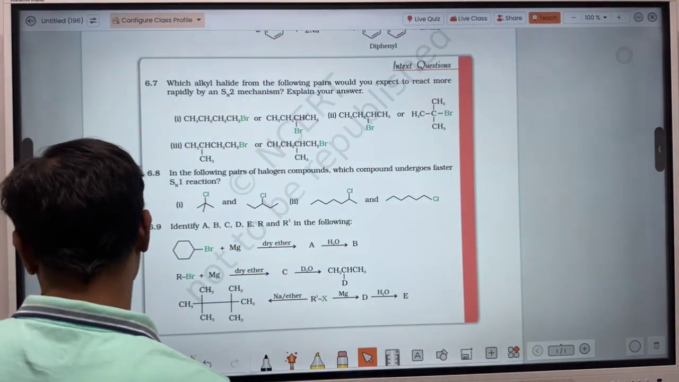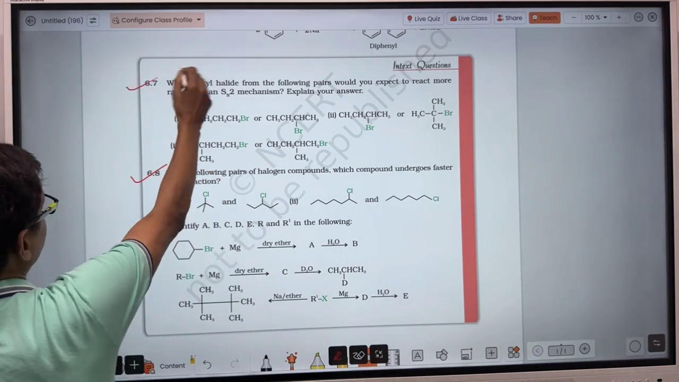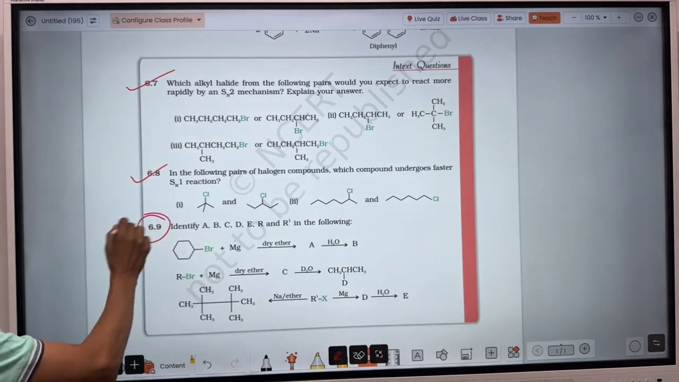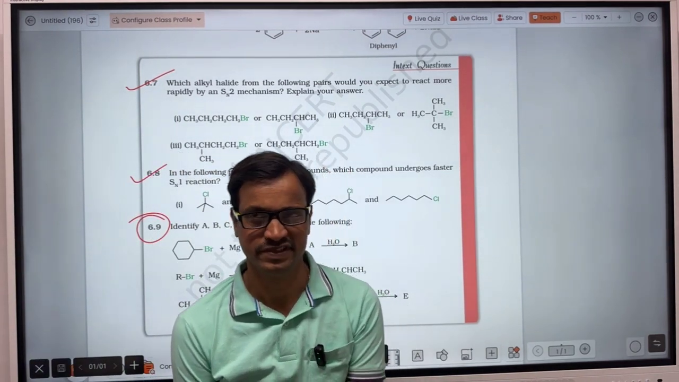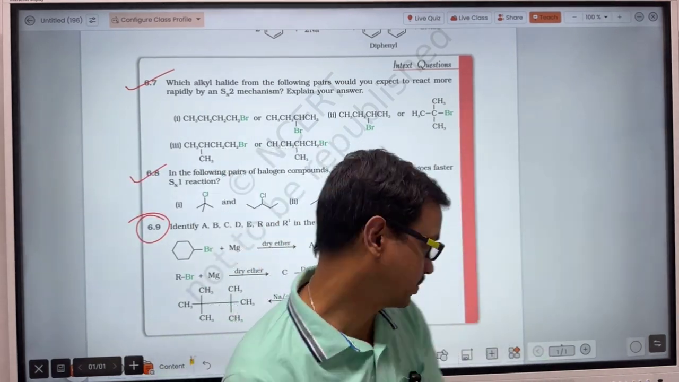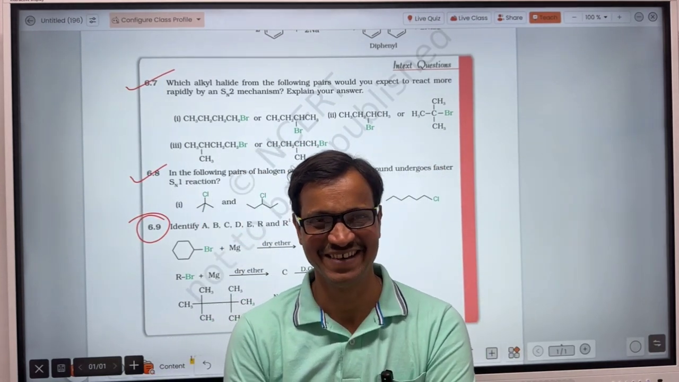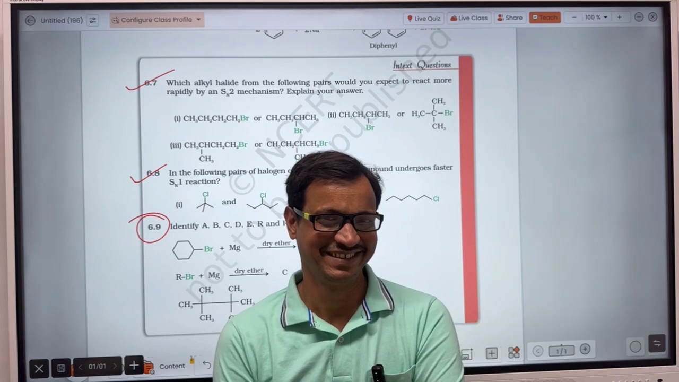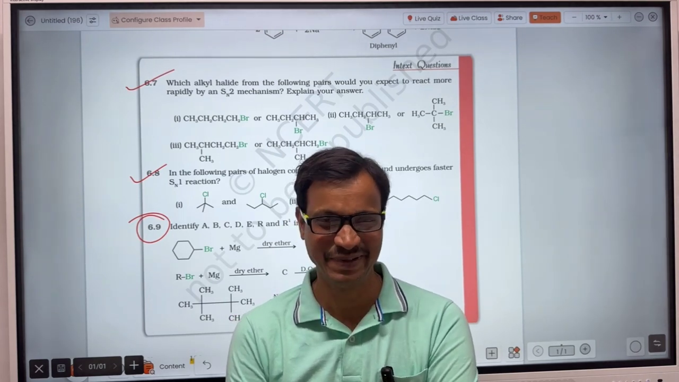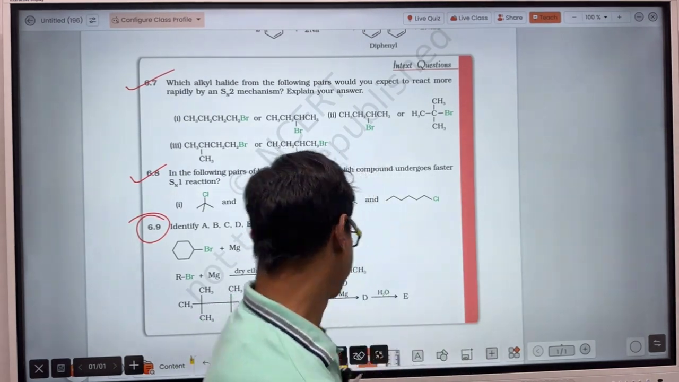The SN1 reaction here is also very easy. You have to consider the stability of the carbocation. Here you have to consider the steric hindrance. The students who have listened to my lecture seriously could solve this question. But even though, maybe some students are not confident, even though they have listened to my lecture seriously, so I am solving this question. Let's see here.